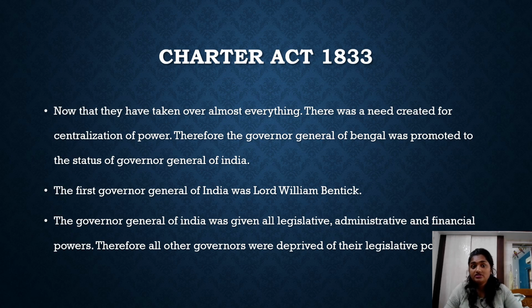There were a lot of governors, a lot of governor generals then on, but now they wanted a governor general for India, a centralized person under whom all these governors were coming in. So the first Governor General of India was Lord William Bentinck, and the Governor General of India was given all the legislative, administrative, and financial powers by the British government. And all these small governors who were there lost all these powers from then on. So there was only centralized power, and these people lost all the legislative powers.